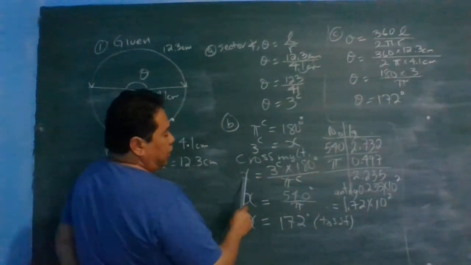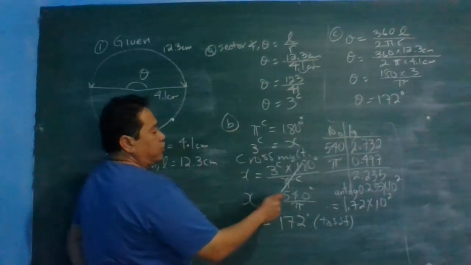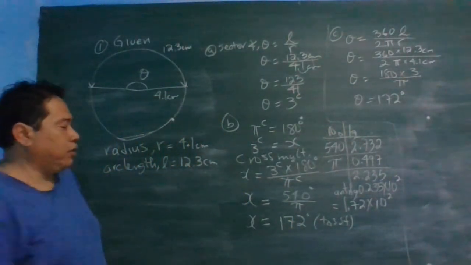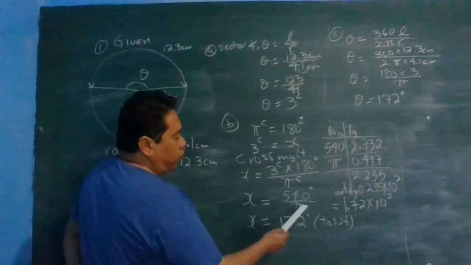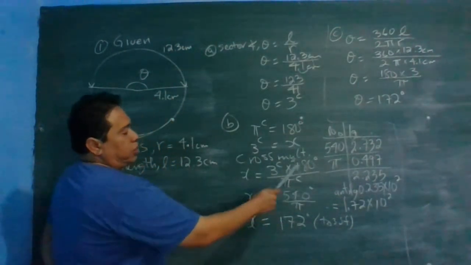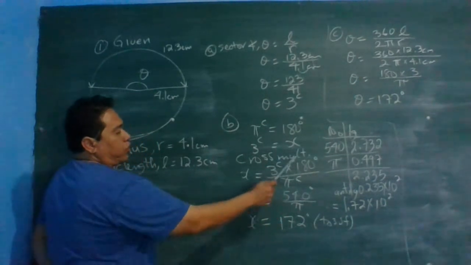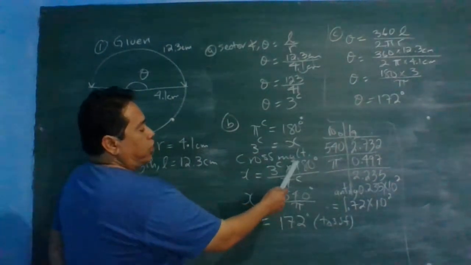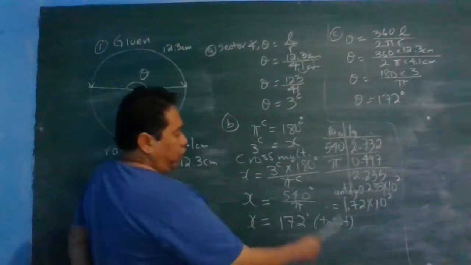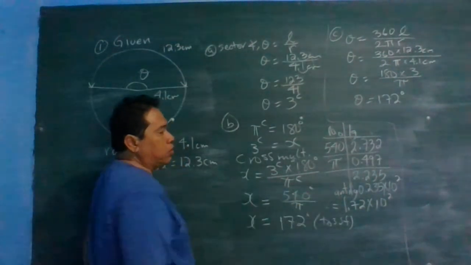Cross multiply, so x is equal to 3 radians times 180 degrees over pi radians, which is going to say x equals 540 over pi, because 3 times 0 is 0, 3 times 8 is 24, so 4 carry the 2, 3 times 1 is 3 and 2 is 5, so that's how we get the 540. So from this point then we go to our number log table.